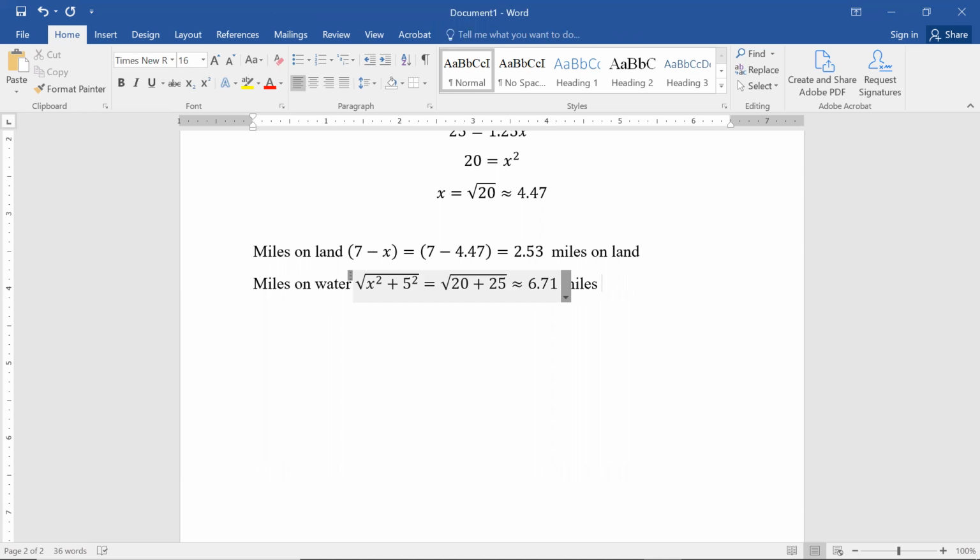Miles through the water. And there you go. This is an approximate too, to be precise. That means we run the cable on land for about 2.53 miles, then shoot out into the water, and at the angle we'd go to the wind turbine, it would be about 6.71 miles through the water to reach the wind turbine. That's how this problem is done.